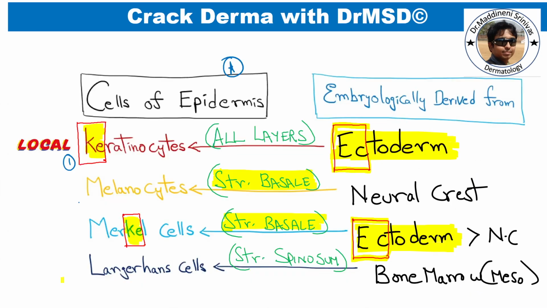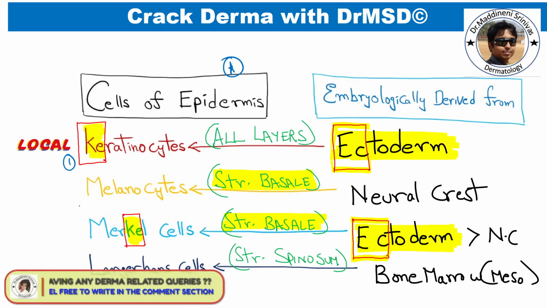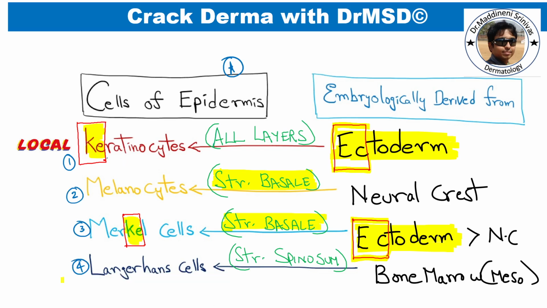are absolutely right. Keratinocytes are going to form a major chunk. Almost 80 to 90% of the entire epidermis is made up of keratinocytes. The rest are melanocytes, Merkel cells, and Langerhans cells, which are highlighted. So let us see keratinocytes. These cells are present in all the layers of the epidermis, and they are embryologically derived from ectoderm.